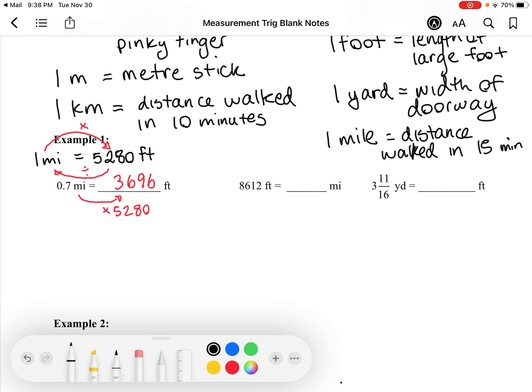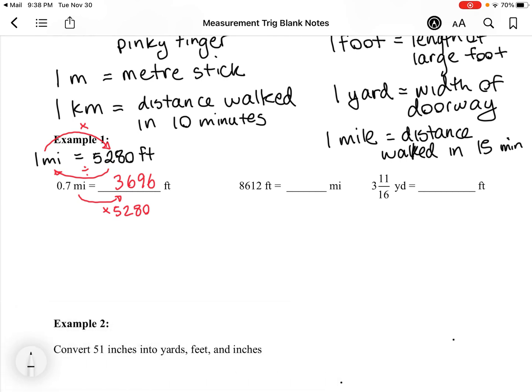But I also want to talk to you about unit analysis. The idea behind unit analysis is that since 1 mile equals 5,280 feet, if you put those numbers into a fraction, either 1 mile over 5,280 feet or 5,280 feet over 1 mile, that should actually equal 1, because it's a length divided by the exact same length. And whenever you take something divided by itself, it's equal to 1. So the idea behind unit analysis is you start with the original measurement, which is 0.7 miles.